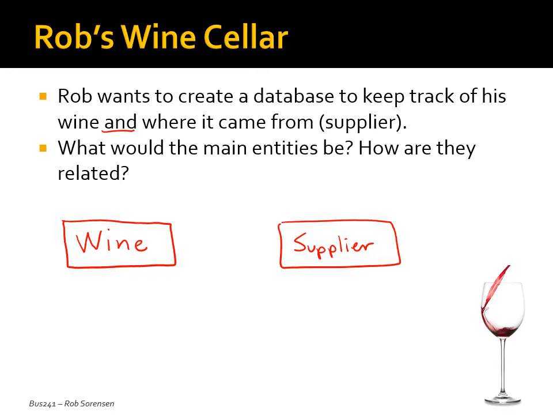So I've got those two. How are they related? Is there a relationship between the two? Well, there is. Wine comes from suppliers, doesn't it? Or suppliers give us wine. Now, each supplier could give me multiple bottles, couldn't they?